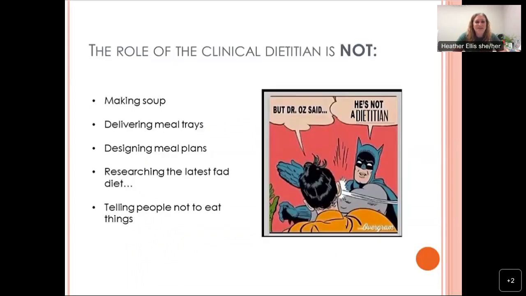So the role of a clinical dietitian is not making soup, delivering meal trays, designing meal plans, researching the latest fad diet, or telling people what not to eat. So while we're completely capable of doing the following, in an acute care setting, our role just is a little different.